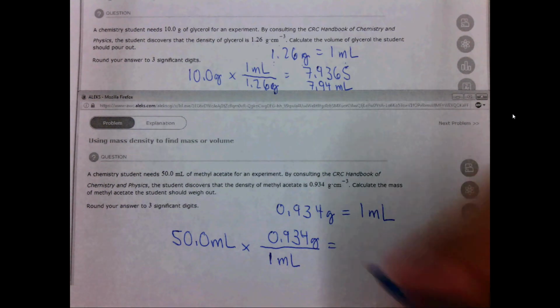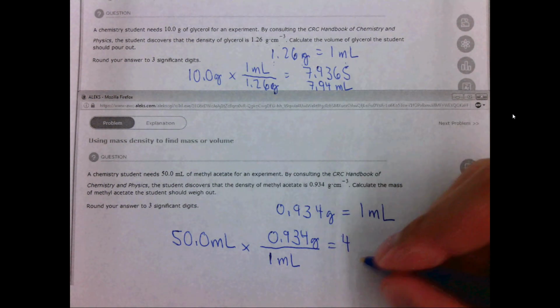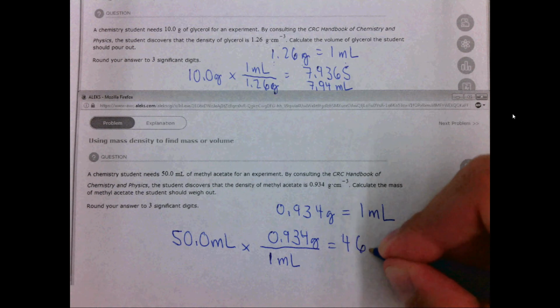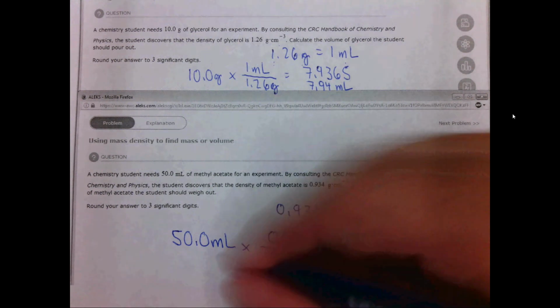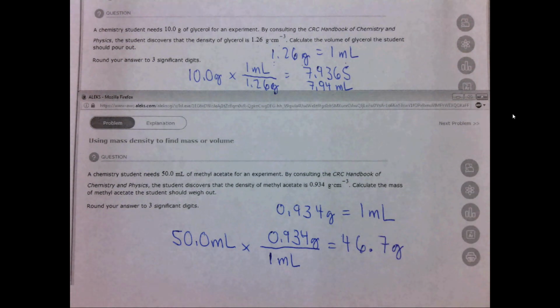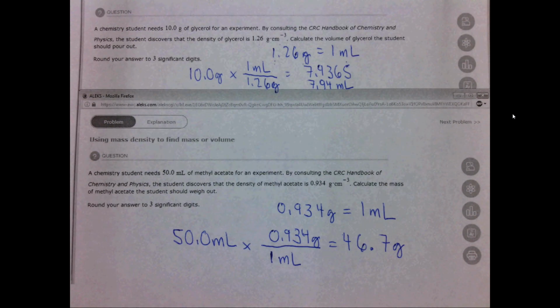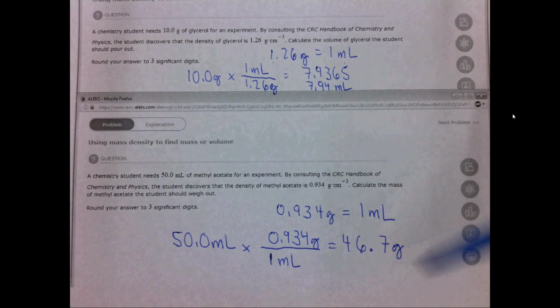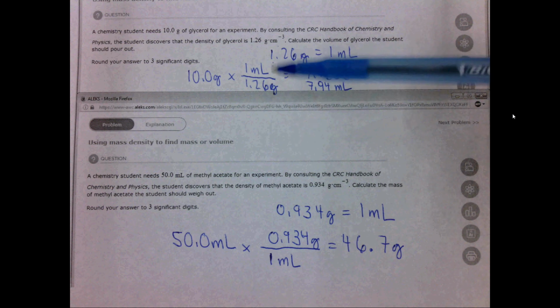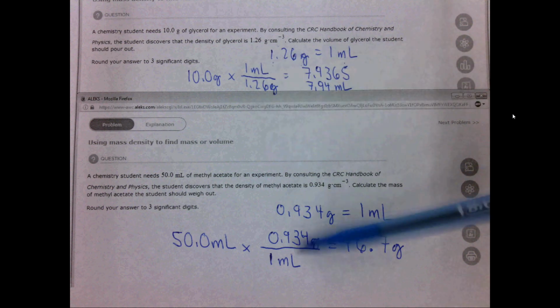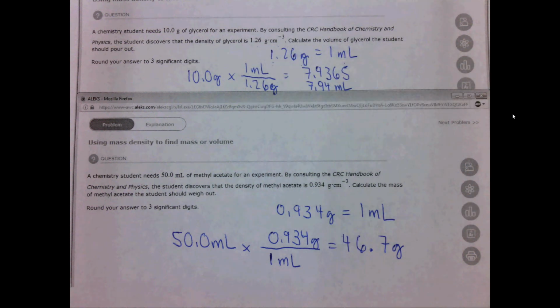When you do this math, you get, by coincidence, the right number of significant figures, which is 46.7. Milliliters cancel out, and we're left with grams. So again, this is just one way you can do this. You can, of course, also use the density equals mass divided by volume equation, but I feel like doing it by dimensional analysis is very useful because it helps us practice the dimensional analysis skills, which come up quite often in chemistry.